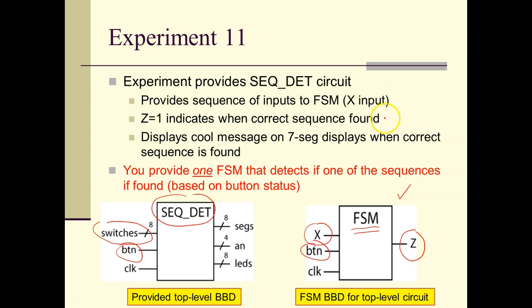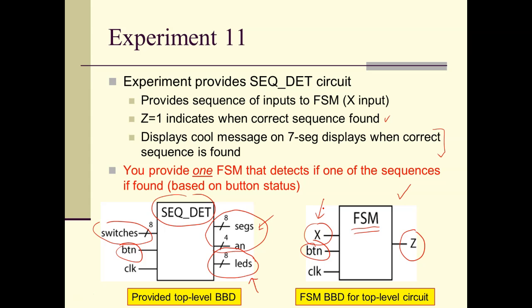Once again, the Z indicates when the circuit finds the correct sequence, and you're going to know it finds the correct sequence because it's going to put a cool message on the 7-segment displays, which you see here in the circuit. The idea here is these are the driver signals for the 7-segment displays. Additionally, there's an LED output to show you which bit in the sequence it's currently feeding to the state machine.